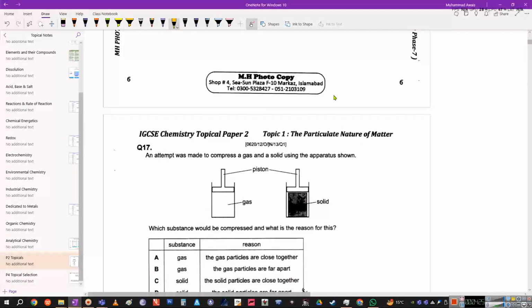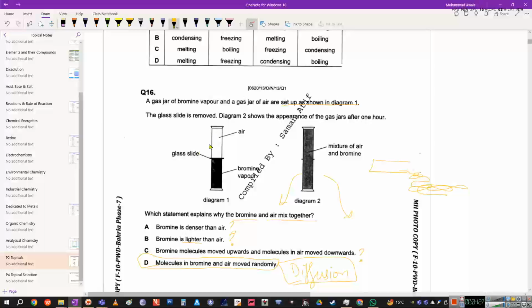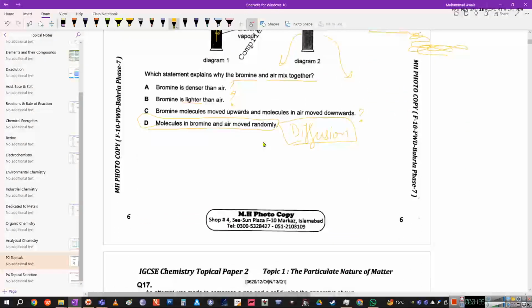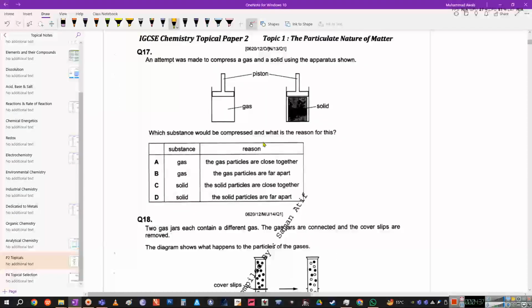If you remember the particle experiment we did on the PhET simulation, where the particles were moving, and when I removed the separator, they started mixing up together after a while, even though one was heavy, one was light. Red and the blue particles that we were working with. Okay, question 17. An attempt was made to compress a gas and a solid using the same apparatus, right? We have a piston, we have a gas. Which substance could be compressed, and what is the reason for this?